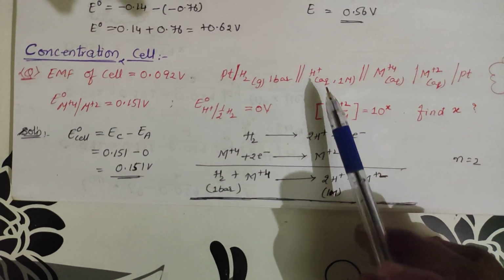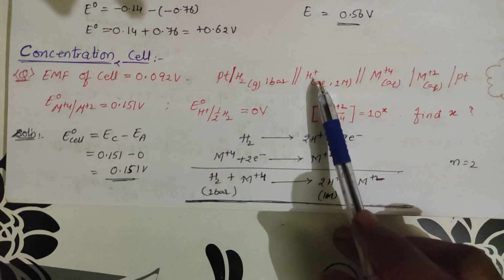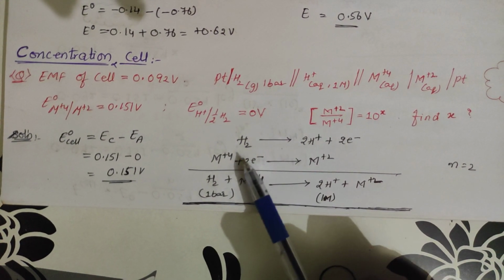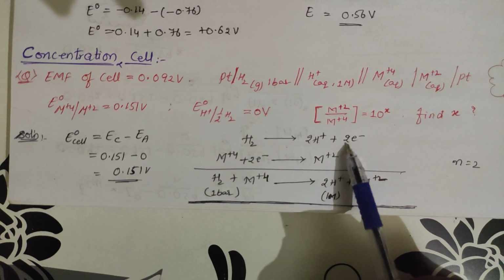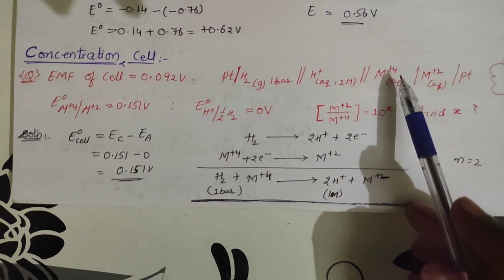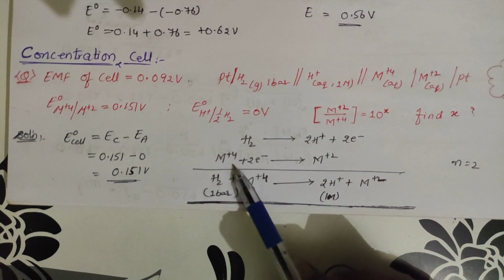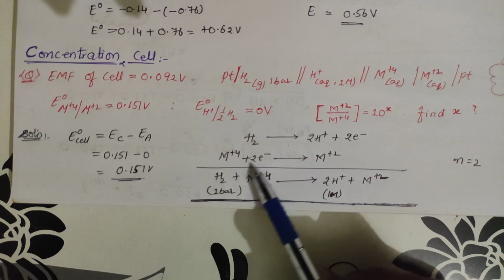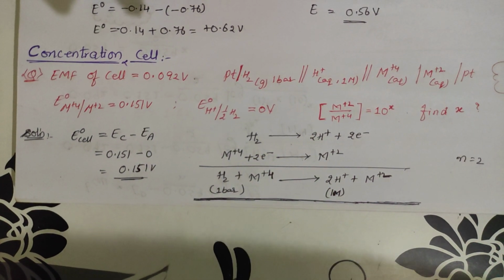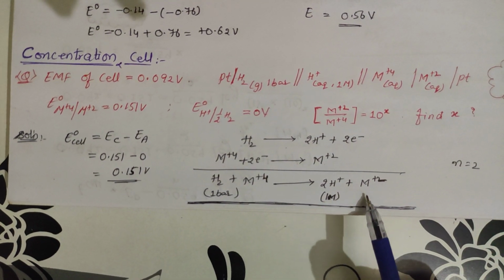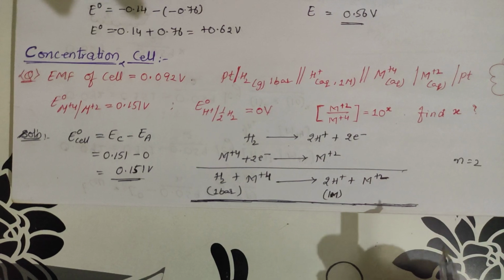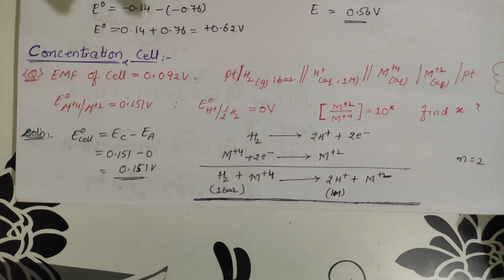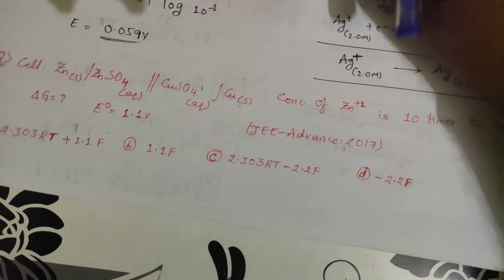Okay, so here what has happened? H2 has been converted to H plus, meaning you will be getting 2 H plus plus 2 electrons. And here M plus 4 is getting converted to M plus 2: M plus 4 plus 2 electrons is converted to M plus 2. If you cancel out the electrons, H2 plus M plus 4 gives rise to 2 H plus plus M plus 2. And the number of electrons involved is 2. Clear?